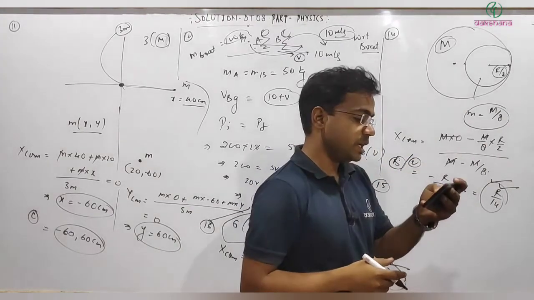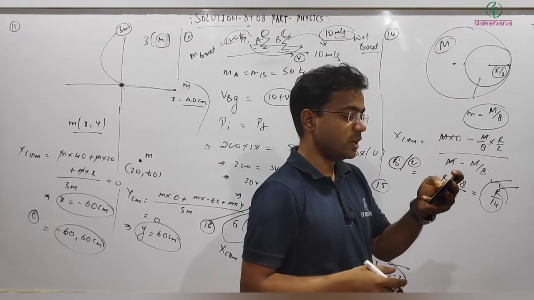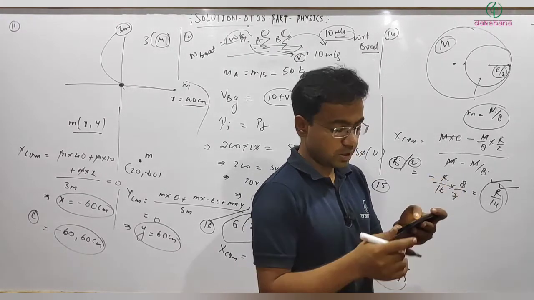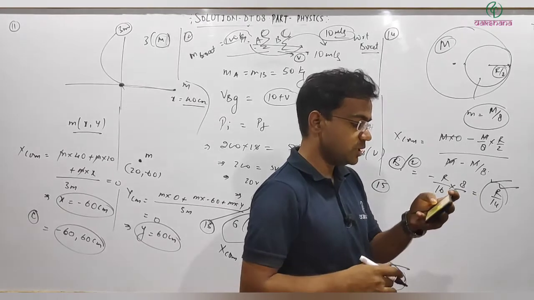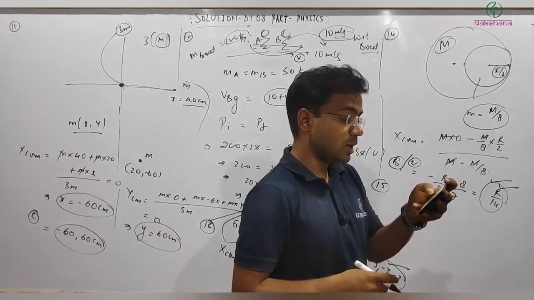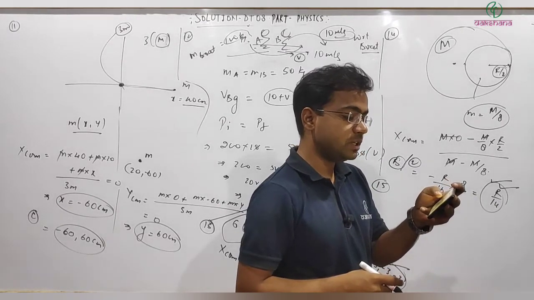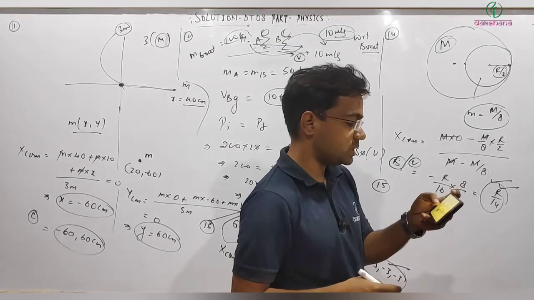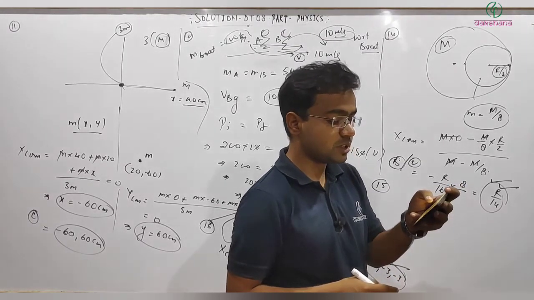Next question number 15. A man of 80 kg is riding on a small cart of 40 kg which is rolling along a level floor at the speed of 2 meter per second. He is running on the cart so that his velocity relative to the cart is 3 meter per second in the opposite direction to the motion of the cart. What is the speed of the center of mass?